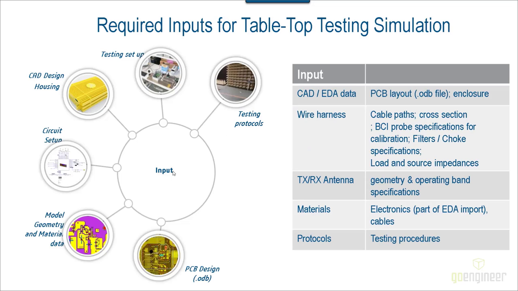Good. So what do you need for your simulation? You need the PCB input, for example DB++. You need the schematic available from the PCB. You need the housing, coming from the CAD. You also need the test setup, which comes from the normatives. And eventually you need certain protocols used in some countries. These are the inputs you need for your simulation.